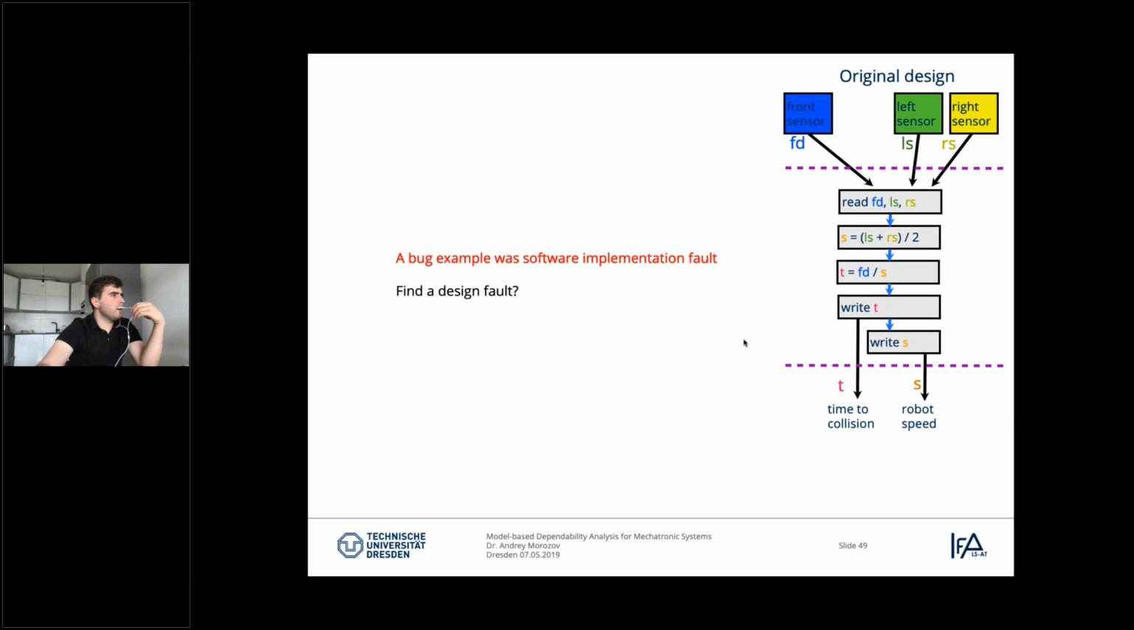And also, for example, in this design there is another so-called design fault. So this was a software bug, and it is one kind of fault, and another bug is the so-called design fault. Because, for instance, if our left sensor equals 0 and right sensor equals 0, then we will compute S, it will be 0, and then here we will divide, we will have the division by 0. So the system is completely faulty from this point of view.